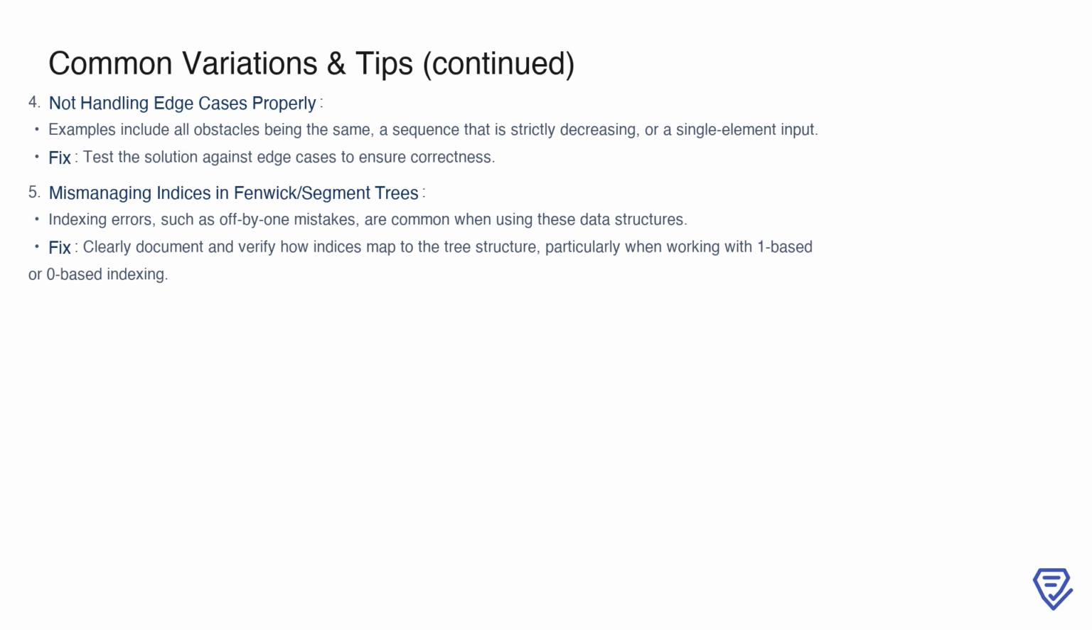Additionally, mismanaging indices in Fenwick trees or segment trees is a common source of errors. Off-by-one mistakes are particularly prevalent when working with these data structures. To address this, take the time to document how indices map to the tree structure and verify whether you're using zero-based or one-based indexing. This small but critical step can save you a lot of debugging time.